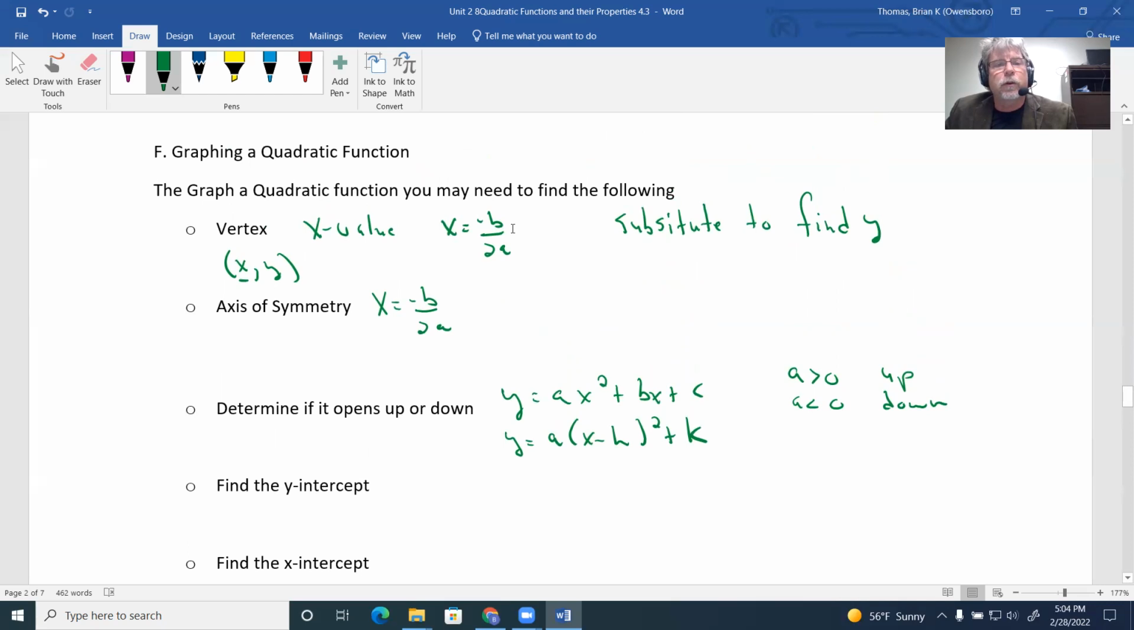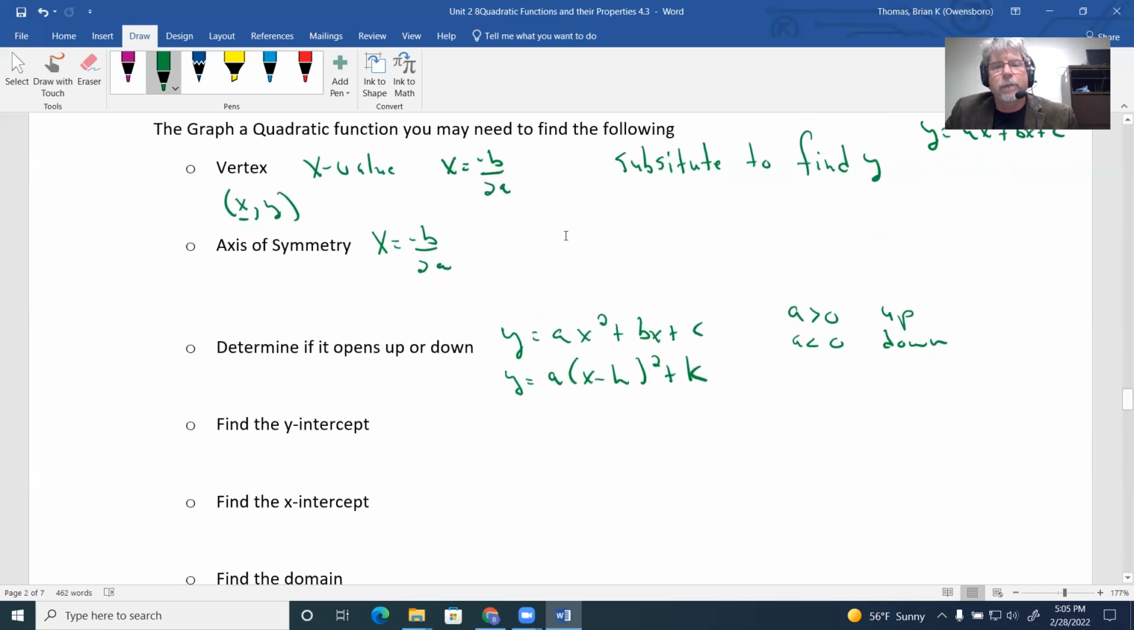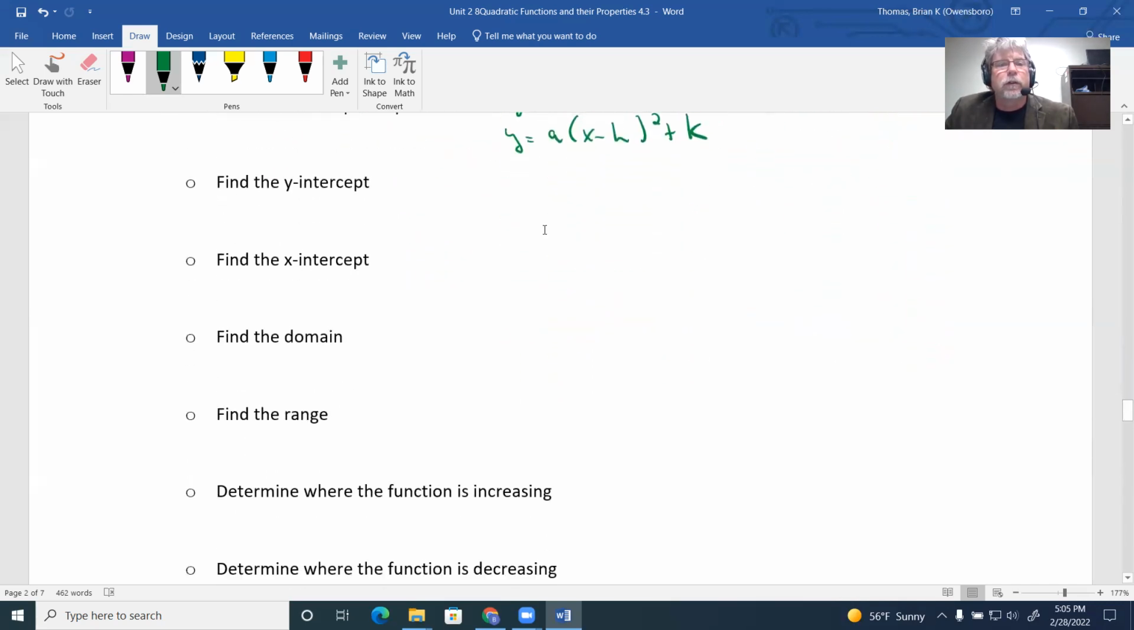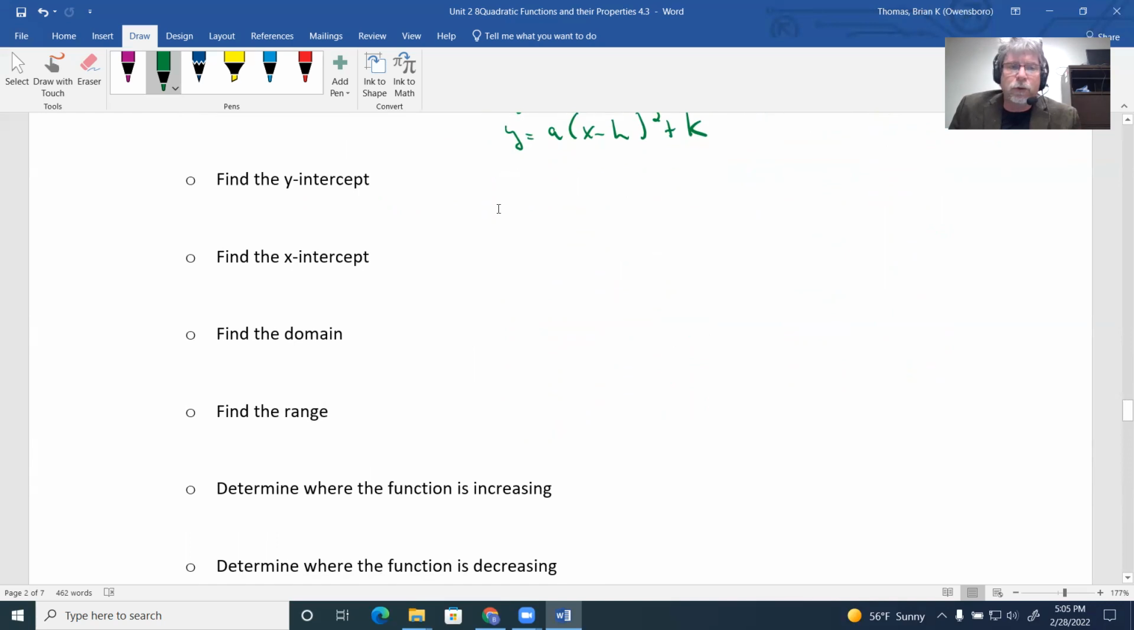Remember, we use x equals negative b over 2a if we are given the equation y equals ax squared plus bx plus c. If it's in that form, we have to find the vertex that way. To find the y-intercept, remember, we set x equal to 0 and solve for y.